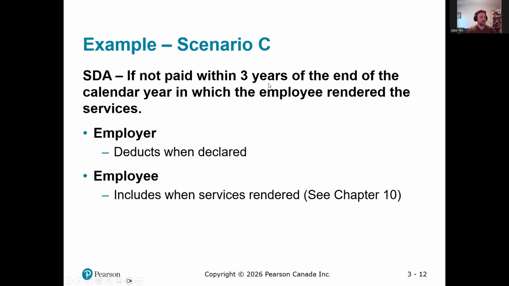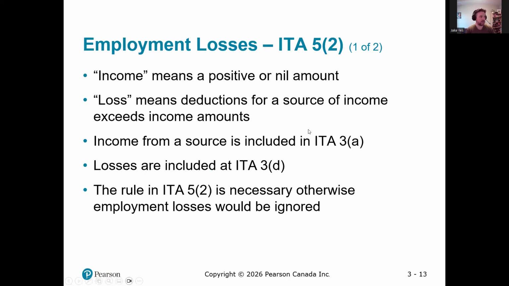If not paid within 3 years, the employer deducts when declared, and the employee includes when service is rendered, and can just wait until that money gets paid out in 3 years because the taxes have already been dealt with.